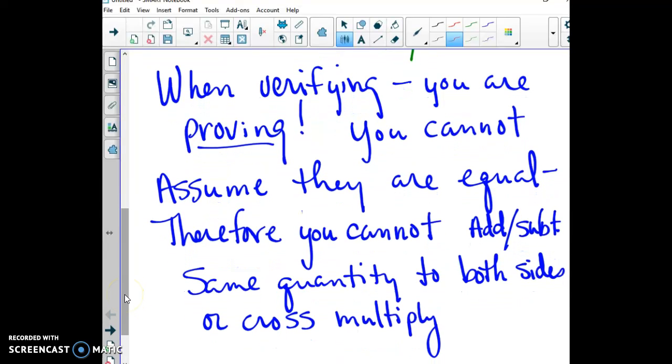When verifying, this is what 5.2 is all about, you are proving that one side equals another. You cannot assume they are equal. You're trying to prove that. Therefore, you cannot add or subtract the same thing to both sides, nor can you multiply or divide.